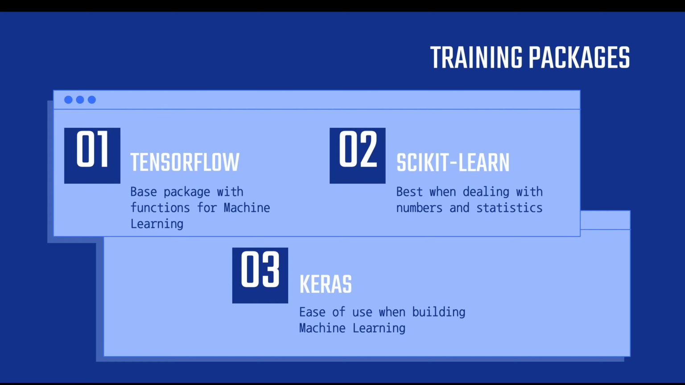So these are 3 training packages that you will be using when you create machine learning. Number 1 is TensorFlow. TensorFlow is the base package and it's a must use. It has all the functions that you need to create machine learning. The second one is scikit-learn. It is in addition to TensorFlow, and that's best suitable if you're dealing with a lot of numbers and statistics. And the third one is Keras. Keras makes the process of creating machine learning much easier. It has predefined functions and all you have to do is use them. It is best suitable for people who don't need complex machine learning or who are beginners. But if your machine learning is very complex or you have specific needs, Keras might not be that suitable.